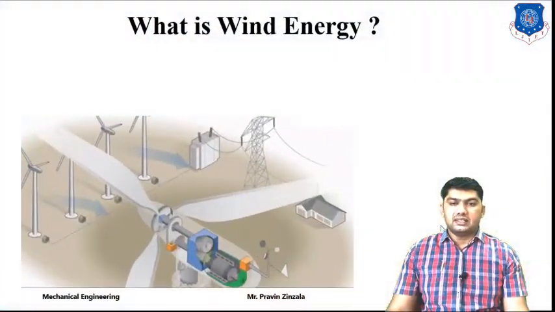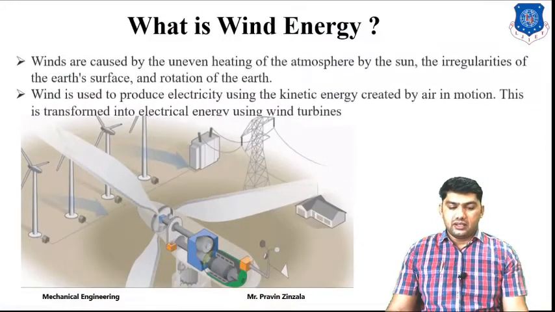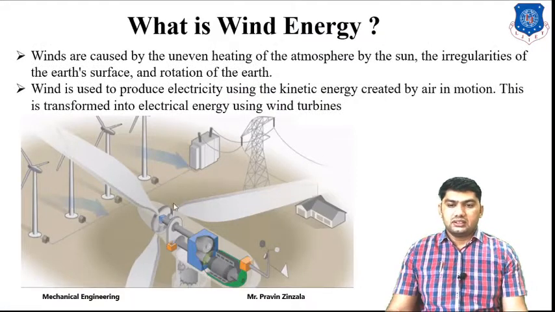First of all, we discuss what wind energy is. It is nothing but one type of energy conversion. Whenever wind strikes the rotor of a wind turbine, it converts kinetic energy into mechanical energy. Then it is transmitted to the gearbox and generator, and the generator generates electricity. So this is the basic principle of wind energy conversion.